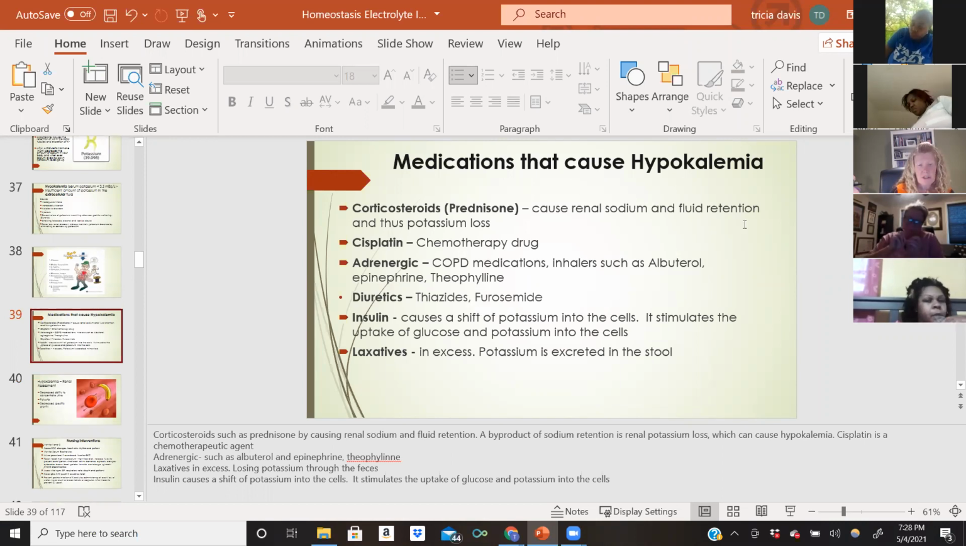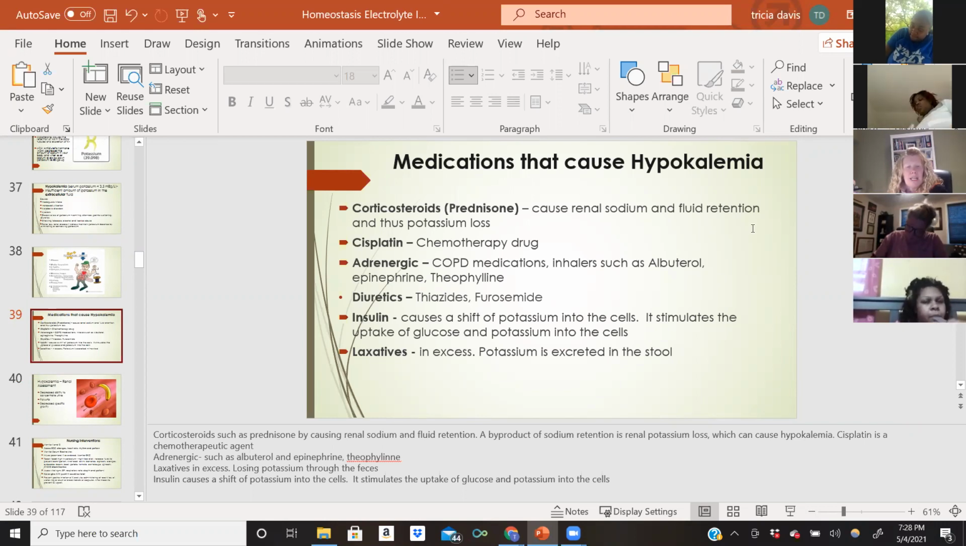So corticosteroids such as prednisone work in the body to cause renal retention of sodium and fluid, which causes a potassium loss. Because remember, if sodium goes one way, then potassium goes the other. A byproduct of the sodium retention is renal potassium loss. Cisplatin is a chemotherapy drug, which causes hypokalemia. So you would see that in your cancer patients.